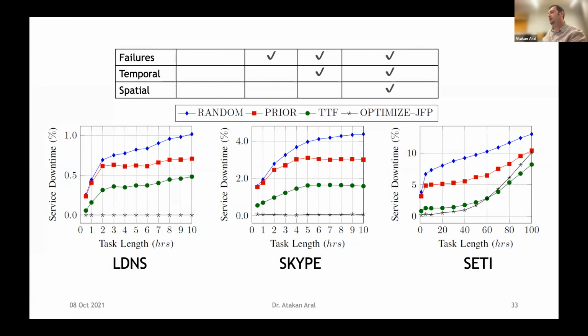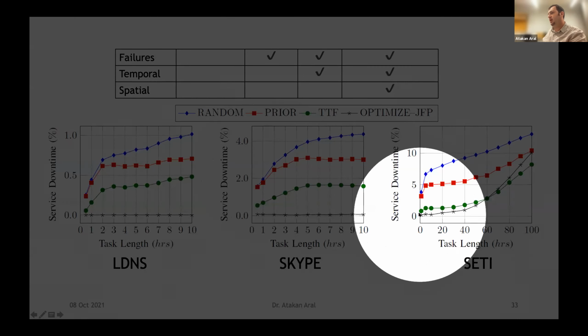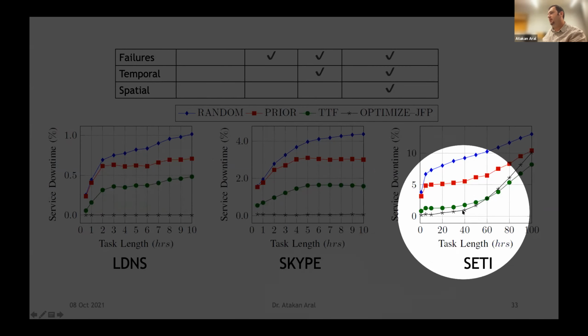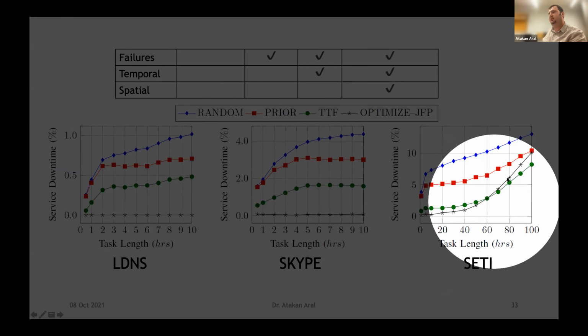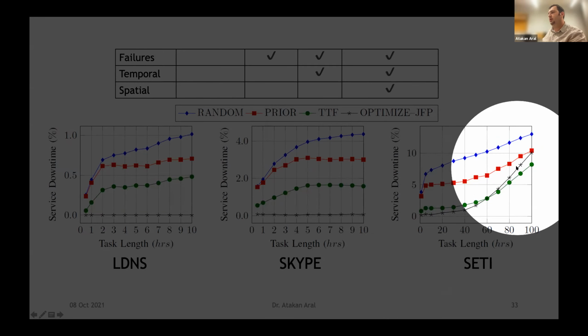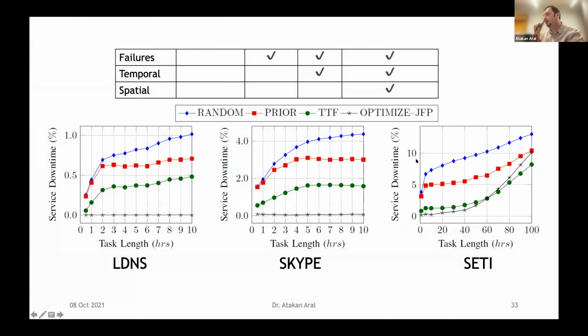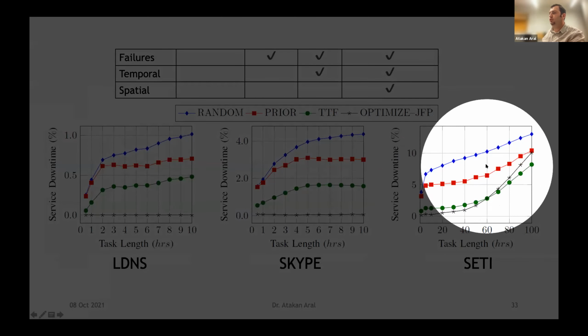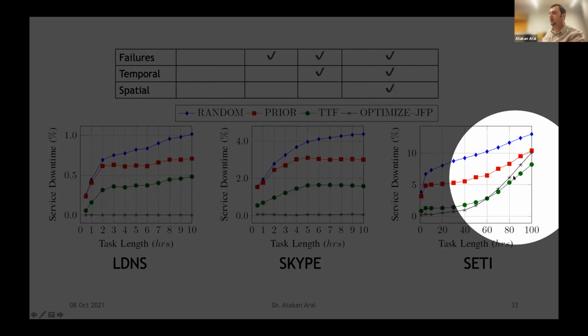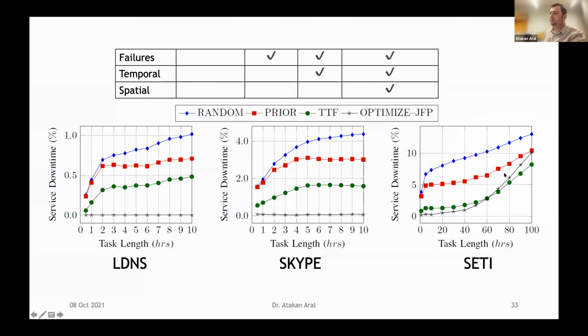In the most unreliable datasets, on the other hand, for short-term tasks, it was still okay, around 1 to 2%. But then for longer tasks, the predictions became more and more inaccurate, and we reached almost 10% downtime, which is, again, not acceptable. And for these longer tasks, TTF also performed slightly better than our approach. But both values are unacceptable anyway.